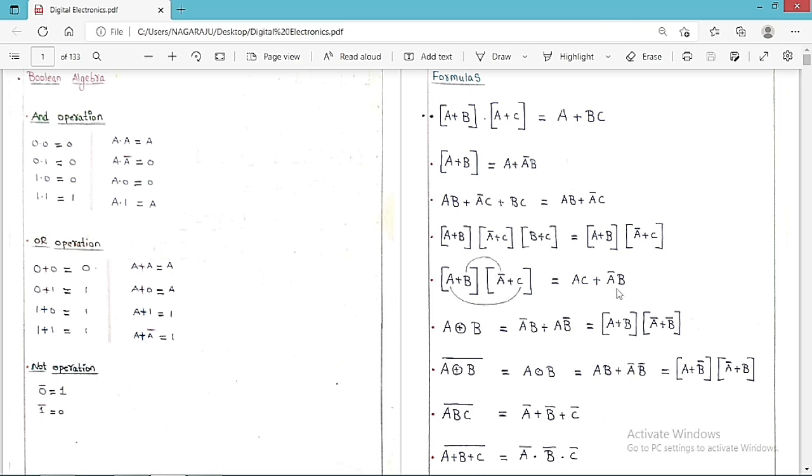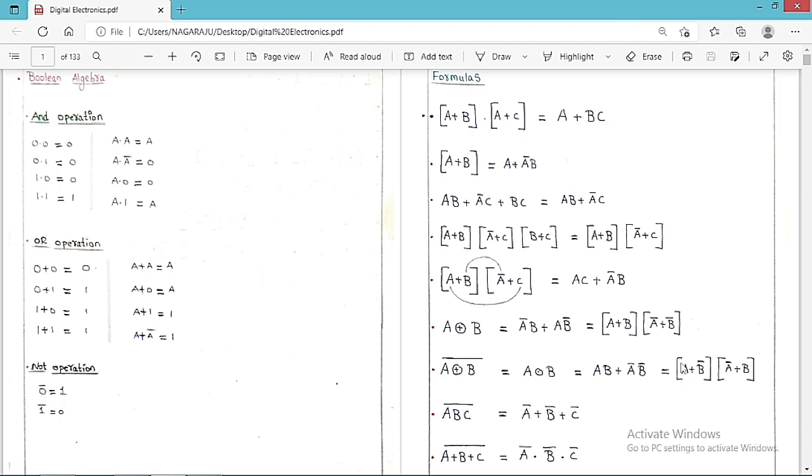So AC plus A bar into B. A XOR B is equal to A bar B plus A B bar, which is equal to (A plus B) into (A bar plus B bar). Multiply these two things and multiply these two things and do the addition, and we are going to get this result. And A XOR B whole complement is equal to A XNOR B, which is equal to A into B plus A bar B bar, which is equal to (A plus B bar) into (A bar plus B).